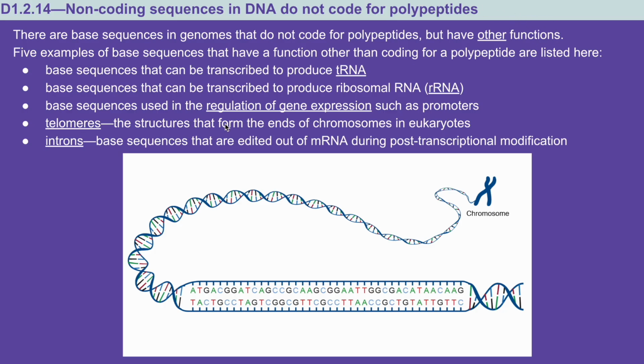Telomeres are the structures that form the ends of chromosomes in eukaryotes. And we'll see that every time the DNA replicates, those telomeres get just a little bit shorter. Then we're going to see that introns are base sequences that are edited out of mRNA during post-transcriptional modification.